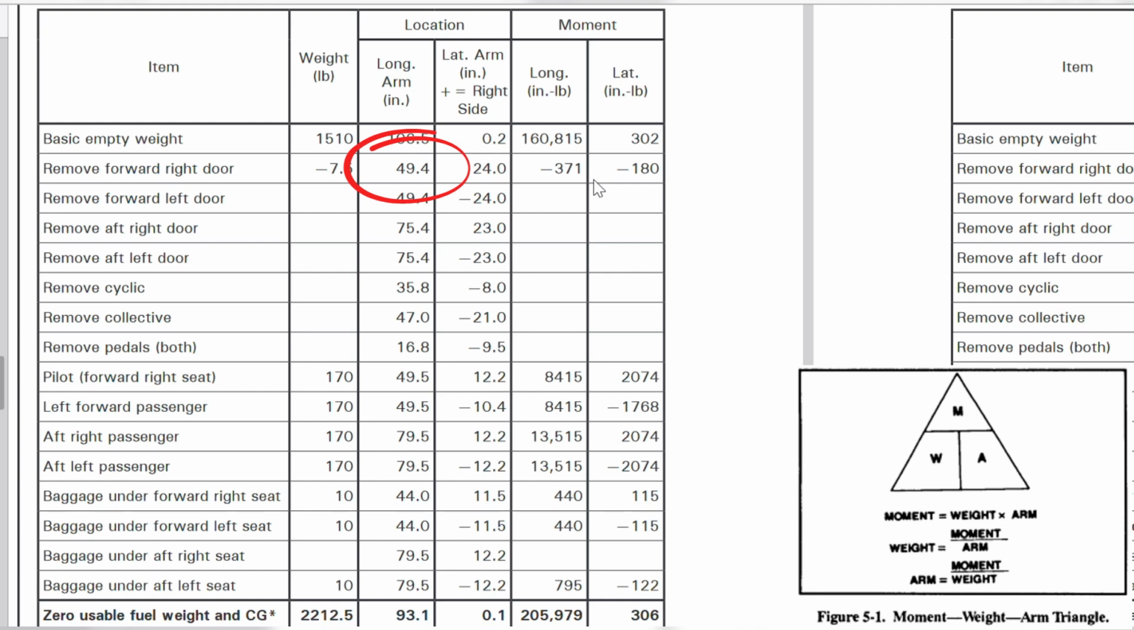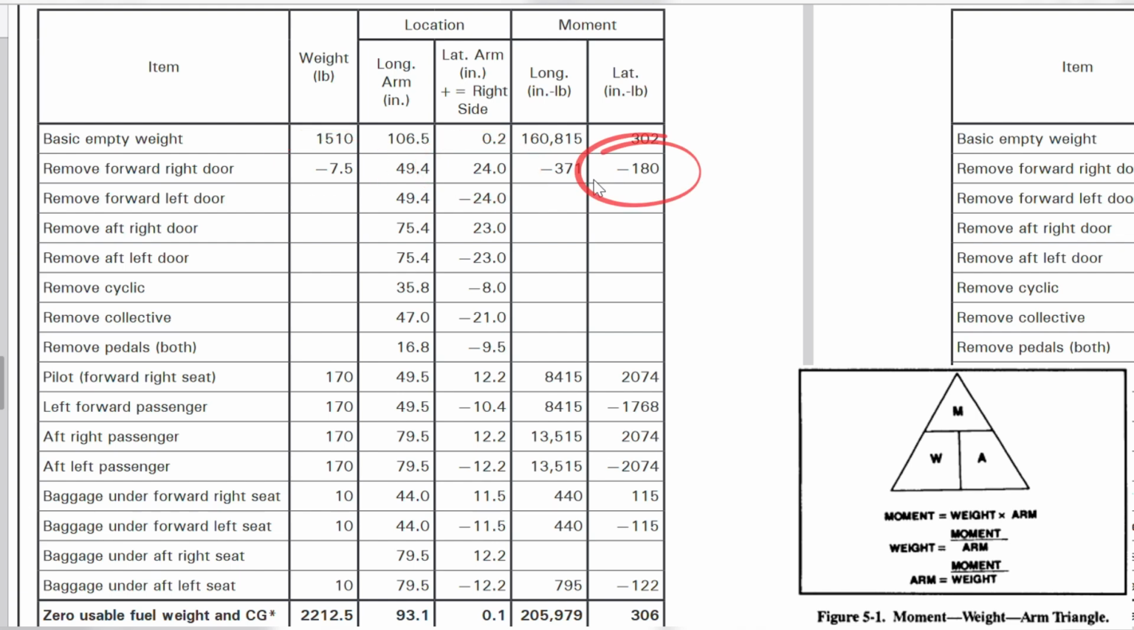It is really important to keep those signs. So if it's a negative value, keep it a negative value, and write that in your moments. So again, they did the same. They took negative 7.5, multiplied it by 24, and that gives you negative 180.